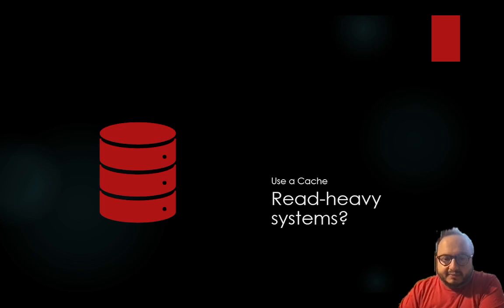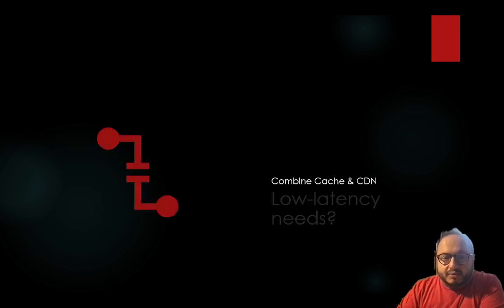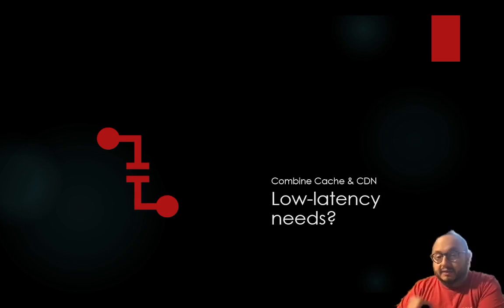Read heavy systems. Use a cache. When most of your system operations are read, caching reduces load on the database and improves response times dramatically. Combine cache and CDN, low latency needs. For ultra fast delivery, pair local caching with a content delivery network. This ensures users get data from the nearest server, reducing the wait.